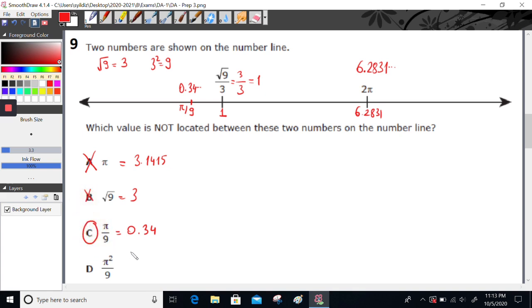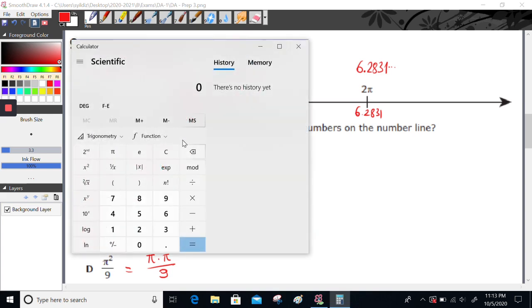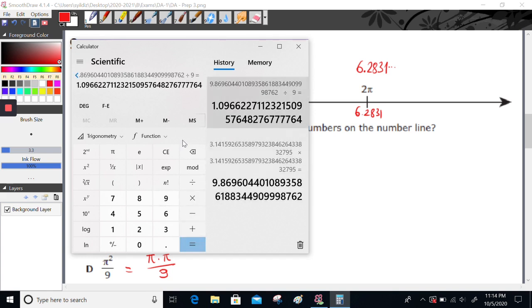Let me cross this out. And let's just find pi squared over 9, and let's see if this is between these two, okay? Pi squared over 9. That means it is pi times pi over 9, right? We multiply pi by itself, and then we divide it by 9. Pi times pi is 9.8696, keeps going on. And then divide this by 9. That's going to be 1.09.